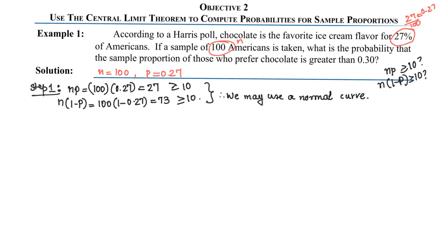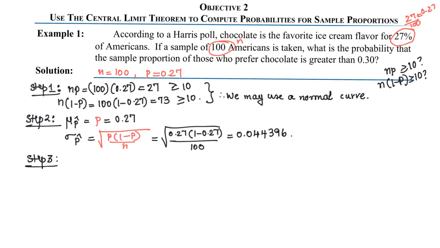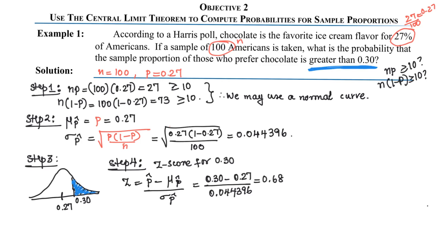Step 2 is find the mean and the standard deviation. Third step is sketch a normal curve and shade the area to be found. Fourth step is find the z-score for 0.30. The table gives the area to the left of z equal 0.68.